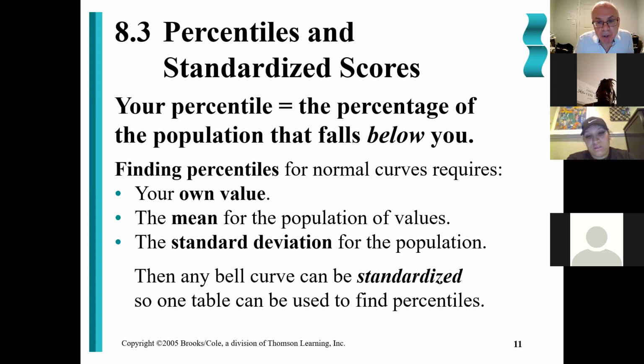If you scored the 10th percentile on a test, you didn't do very well, because only 10% of the people did less than you, and 90% of the people did better than you. If you did the 90th percentile, that's the opposite: you did better than 90% of the people, and 10% of the people did better than you. All right, so that's percentiles.